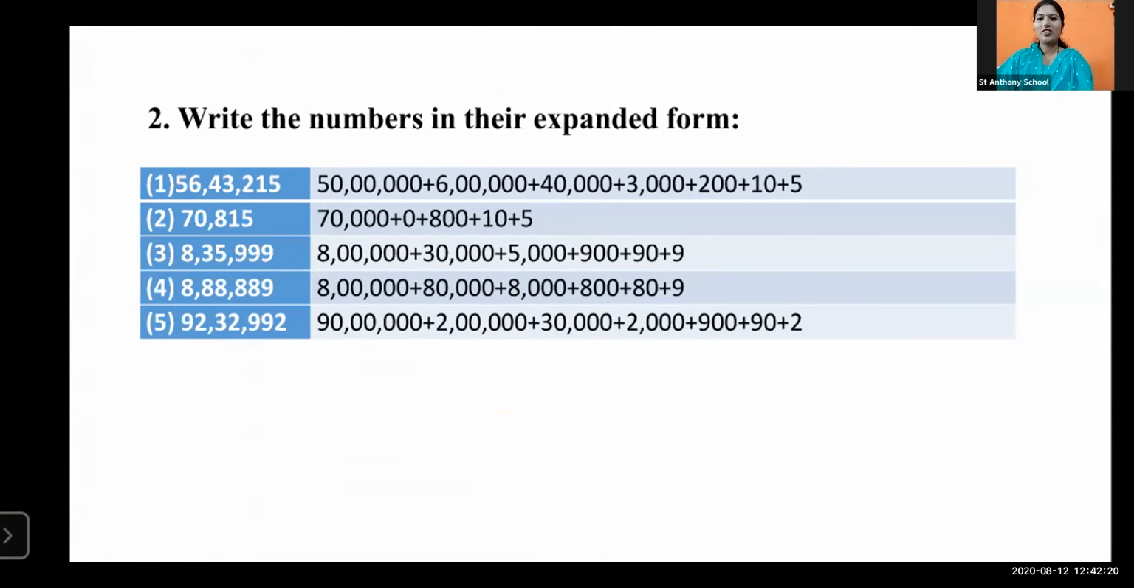70,815. So my dear student, first number is 7. So how many zeros after 7? And 7 is on the 10,000 place. So 4 digits are there after 7. So we'll put 4 zeros. Okay. So the place value of this 7 is 70,000.